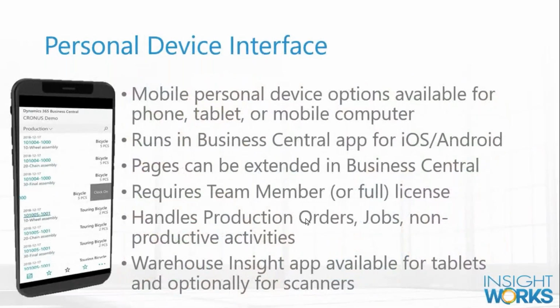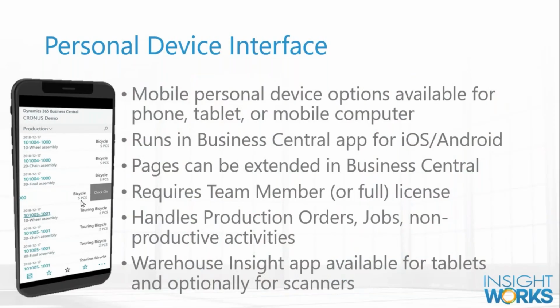Okay, now one of the other options is the personal device interface. It would typically run on a phone, a scanner, or a tablet, and allows you to clock on by swiping or tapping. It gives you a lot of the same capability we have in the full user interface, like consumption and output, on a personal device.